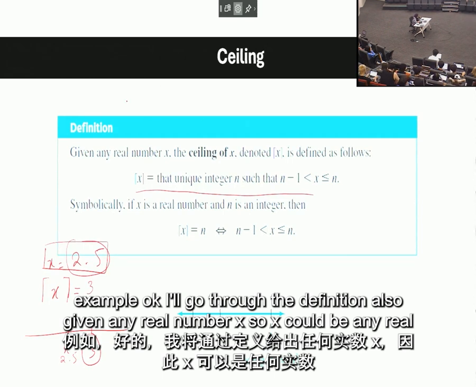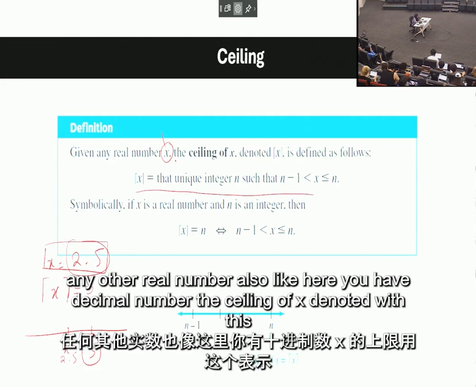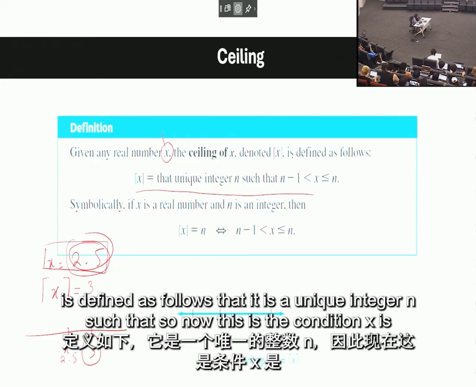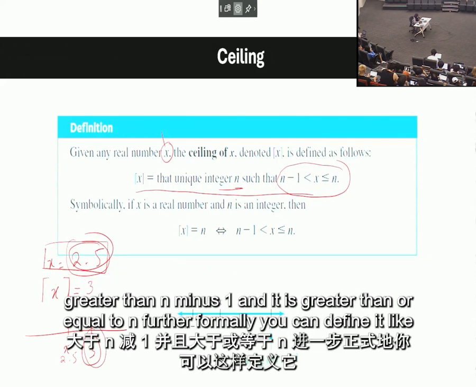I'll go through the definition also. Given any real number x, remember x is not necessarily an integer. It could be an integer, but it could be any other real number also, like here you have a decimal number. The ceiling of x, denoted with this, is defined as follows: it is a unique integer n such that x is greater than n minus 1 and it is less than or equal to n.